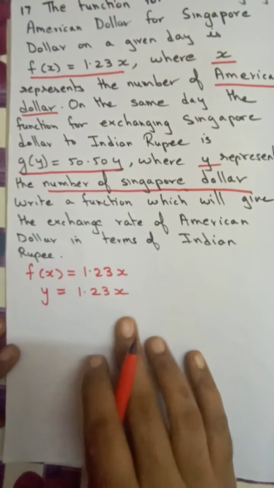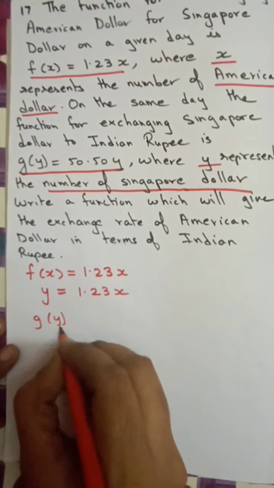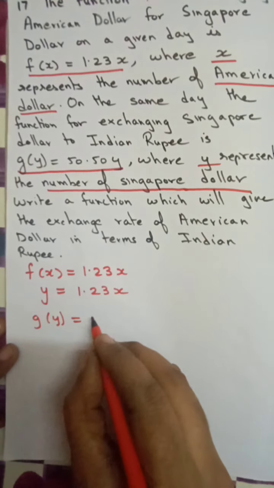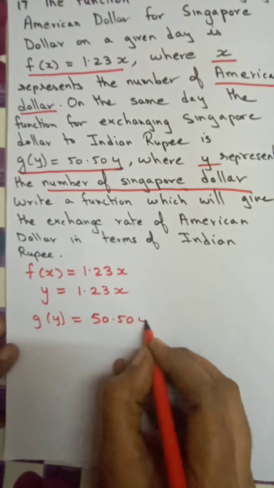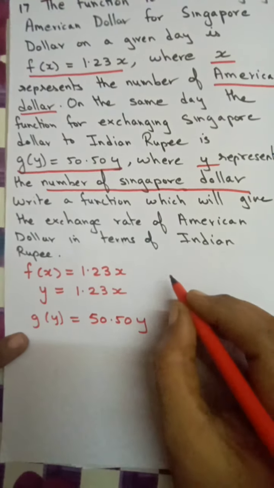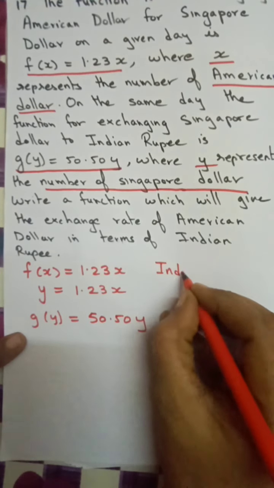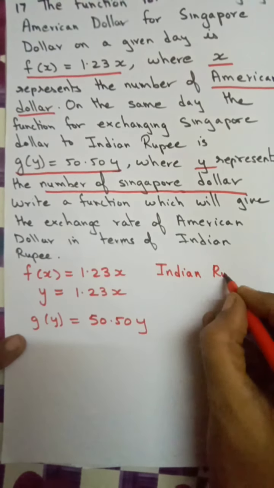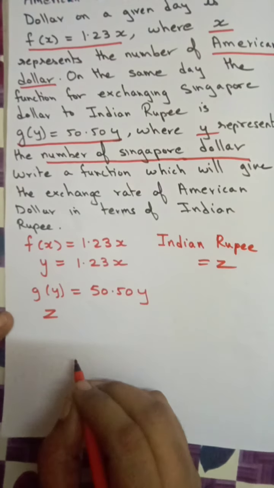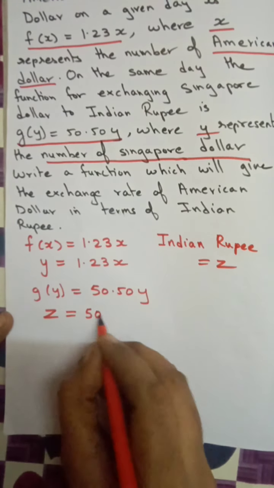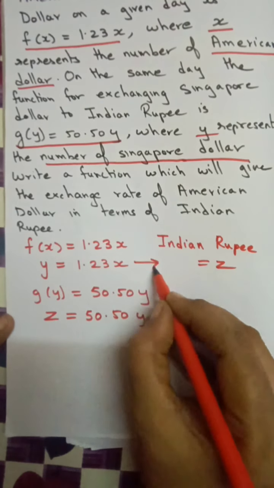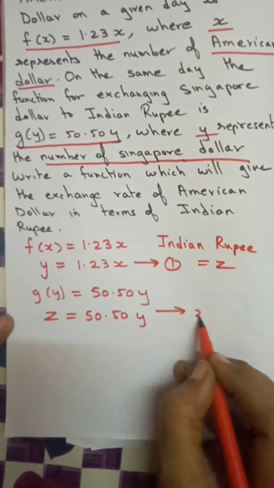Now next they are giving you another function, g of y. What is this function doing? Converting the Singapore dollar to Indian rupee. What is that function? 50.50y. So actually this g of y is the Indian rupee. So let me represent Indian rupee by z. So what I will have is z is equal to 50.50y. So this is equation 1 and this is equation 2.